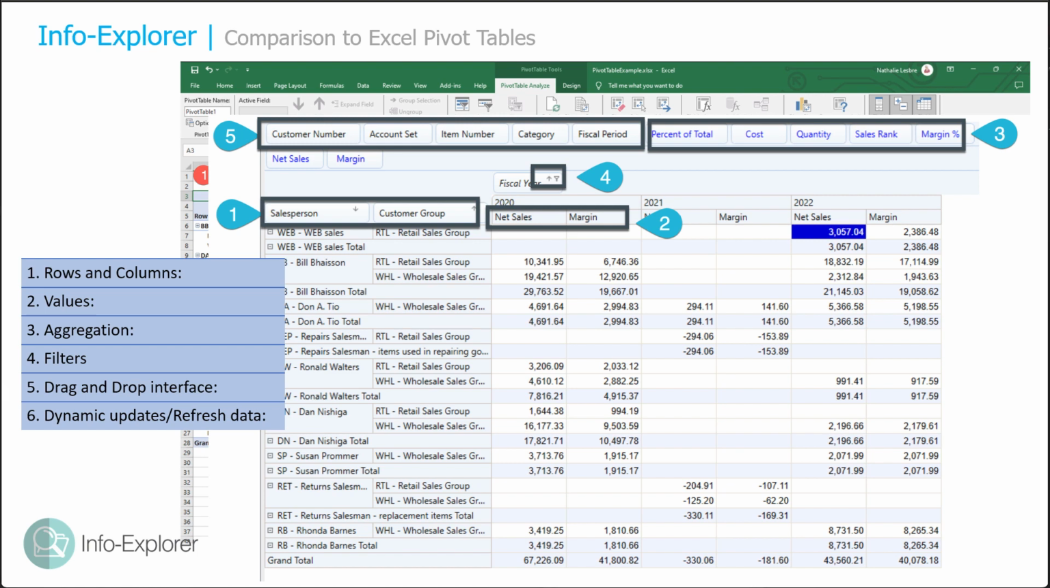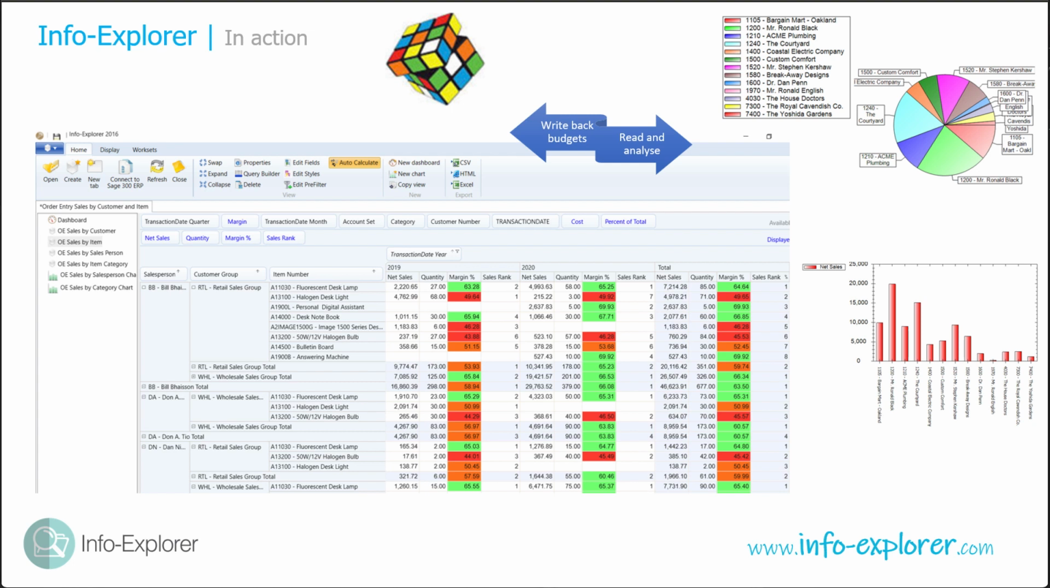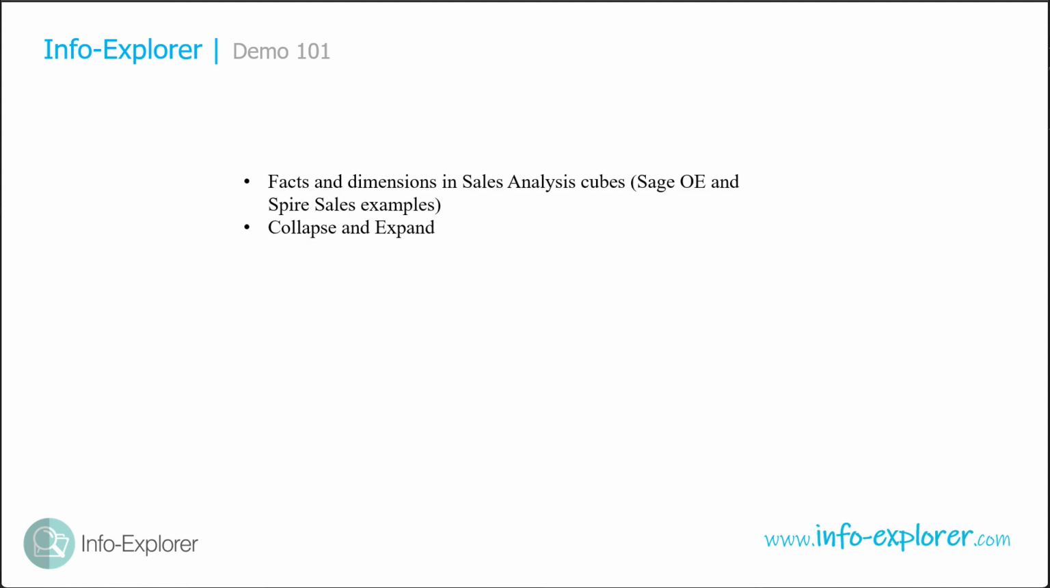Now that we've agreed on some terminology as to what to do with Info Explorer, let's look at this in action and see how we can explore and analyze our datasets without the need for advanced data manipulation skills. We're going to look at 2 order entry, 2 sales analysis cube, one in Sage 300 and one in Spire. We'll look at facts and dimensions, how we can drag them around, look at the menu to expand and collapse, see how we can view some more details, and we will then look at filtering and sorting records.